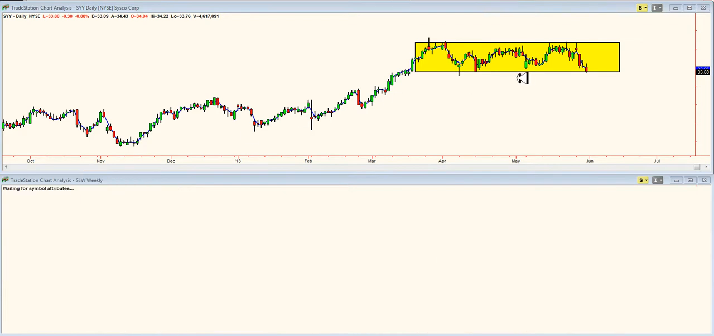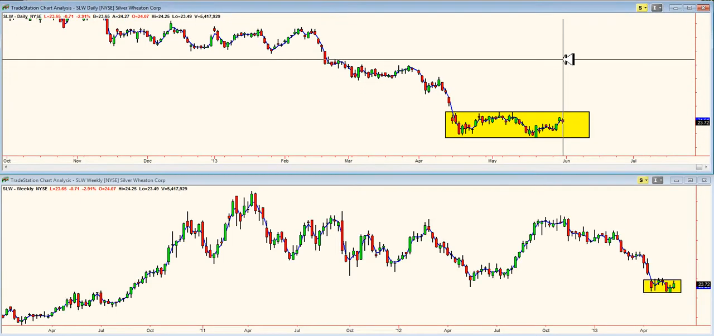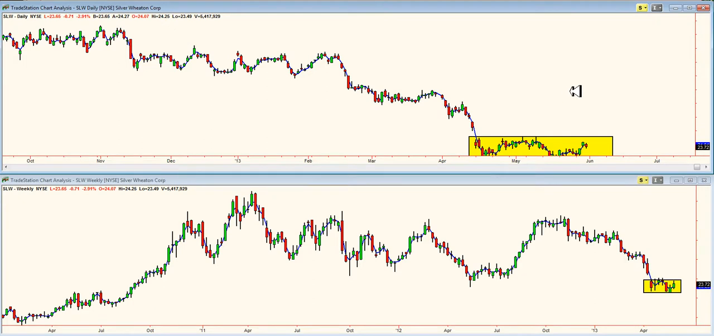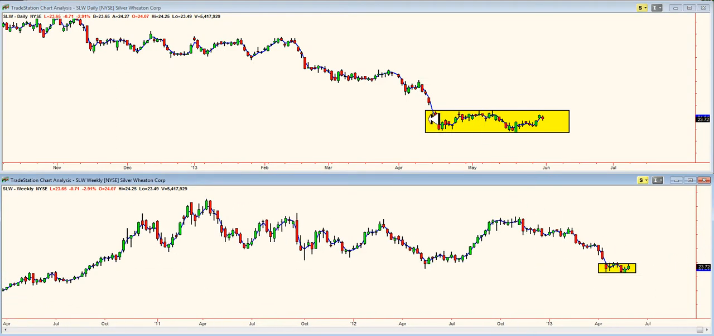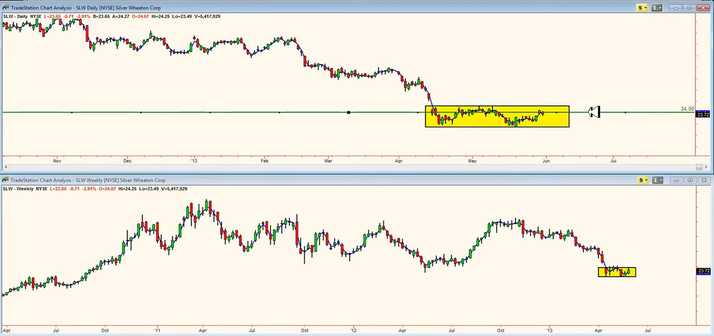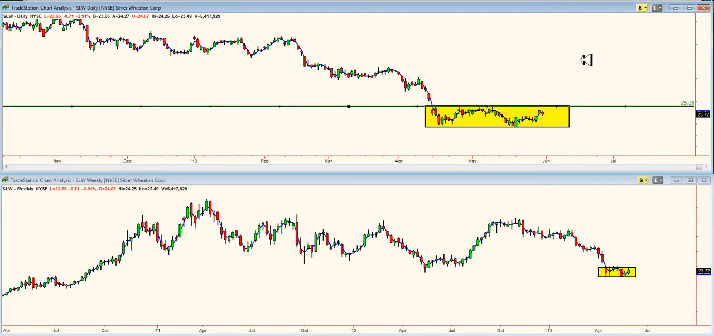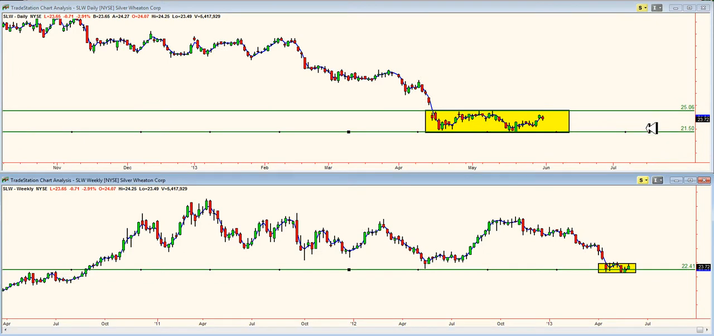How about SLW? Here's one that's been in a downtrend. See, these work on downtrends too. Been in a downtrend. Is it getting ready to reverse and go back up, or is it just resting to break back down? Again, you draw your support and resistance lines. Both the daily and the weekly charts. Nice little tool here.